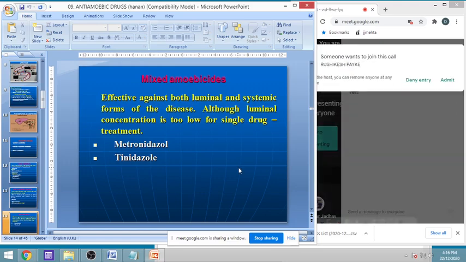Now the mixed ones are there. They are useful against both kinds, that is the luminal as well as the systemic form of the disease. Luminal concentration is too low for single drug treatment, but they are very effective, and a whole class of these drugs is there. We call them nitroimidazoles. The first drug of that class is metronidazole, which is still being used. Metronidazole, tinidazole, secnidazole, ornidazole. There are many nidazoles. They work in this way.